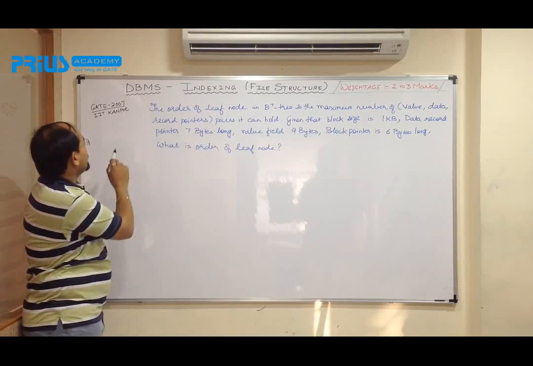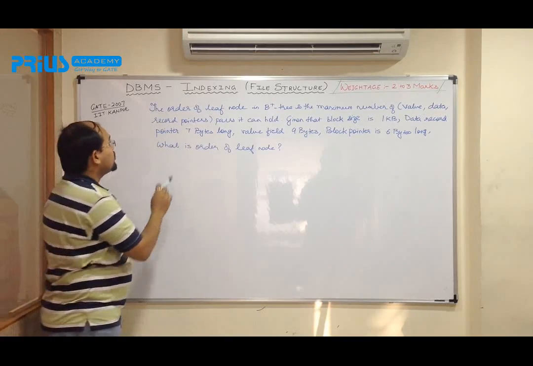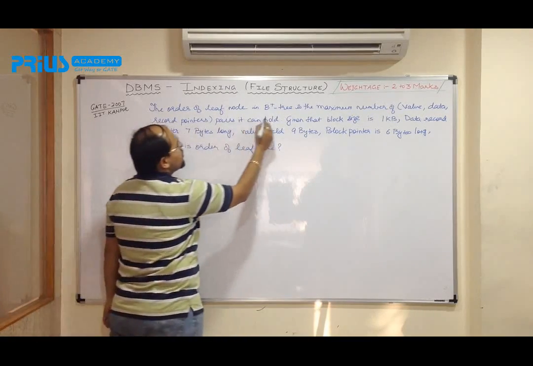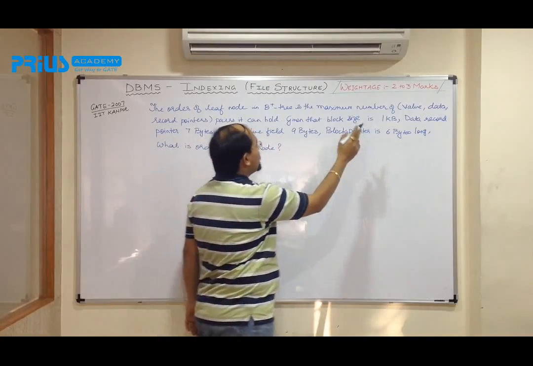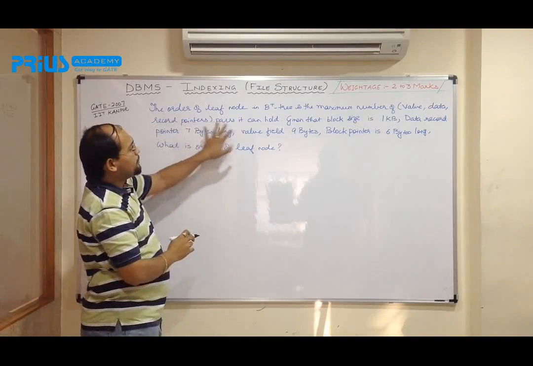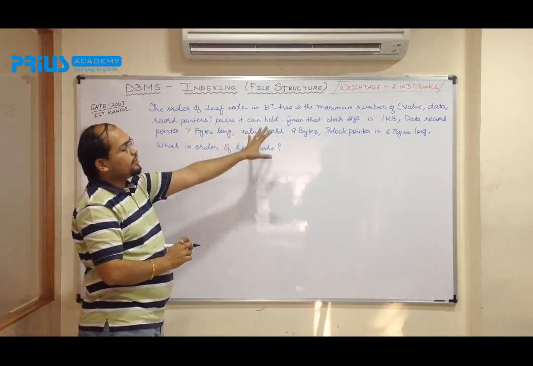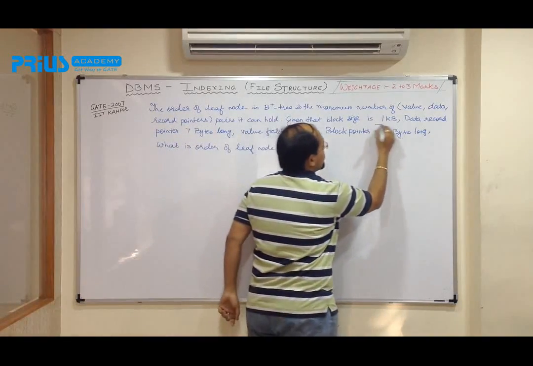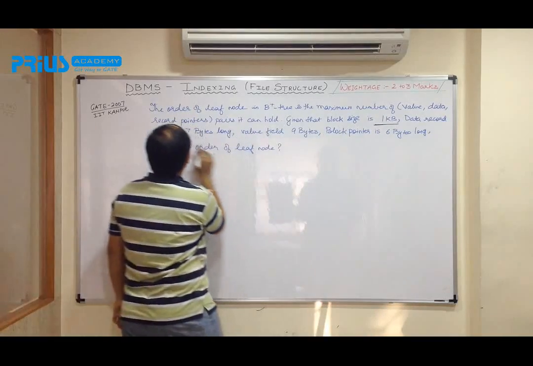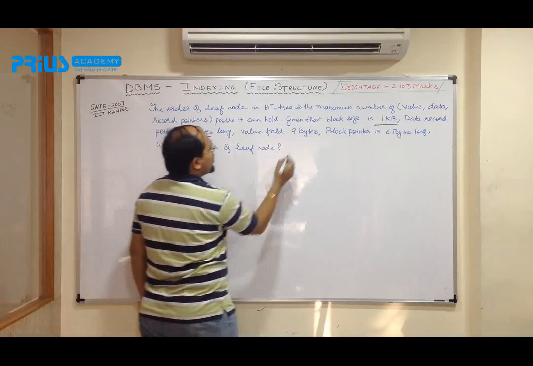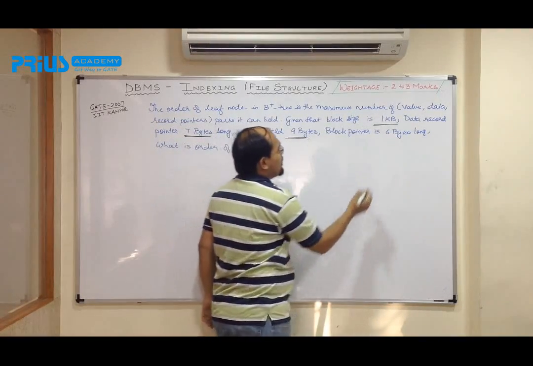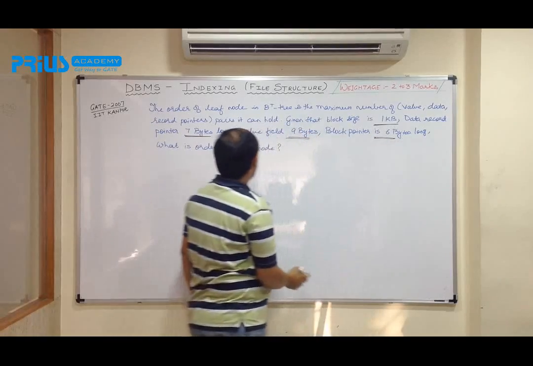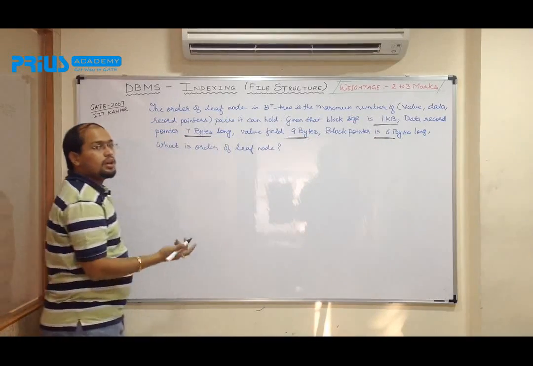GATE 2007 question taken by IIT Kanpur. What is given? The order of the leaf node in a B+ tree is the maximum number of value data record pointer pairs it can hold. So it is already given that this is what a leaf node can hold. Given that the block size is 1 kilobyte, data record pointer is 7 bytes, value field is 9 bytes, and block pointer is 6 bytes. What is the order of the leaf node?